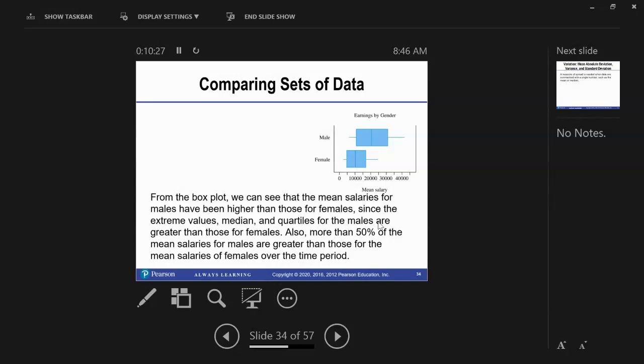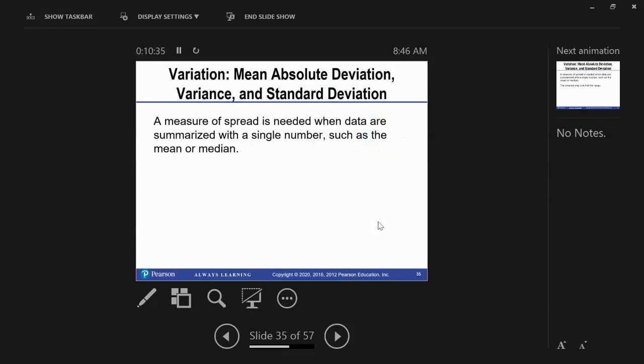Okay, I feel like we did one like this with our trial problem. So we're going to save a little bit of time here and skip over this one and move on to variation.